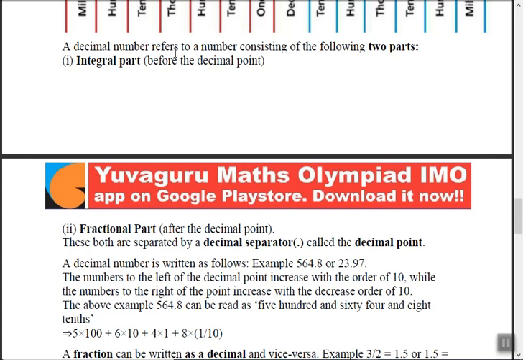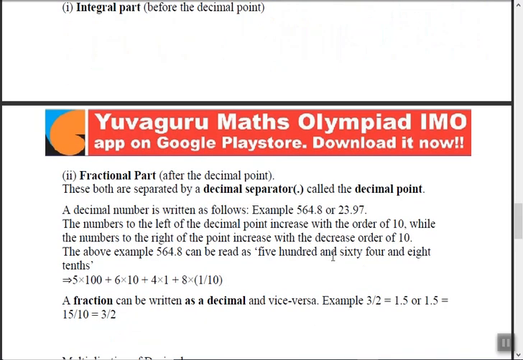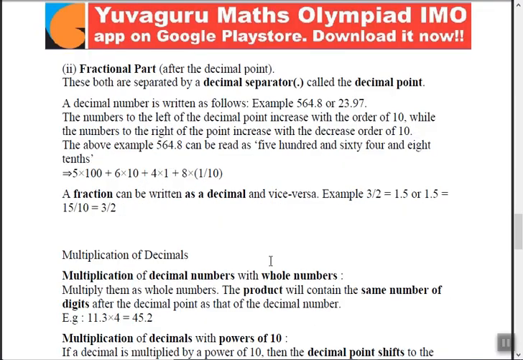So what does the decimal consist of? It consists of two parts only. One is the integral part, means the integer part, before the decimal. And after the decimal it's the fractional part. These both are separated by a decimal separator. See this one. This is the point, and here it's the integer, here it's the fraction. As we move towards the left, the number increases in powers of 10, and as we move towards the right, the number decreases in powers of 10 after the point.